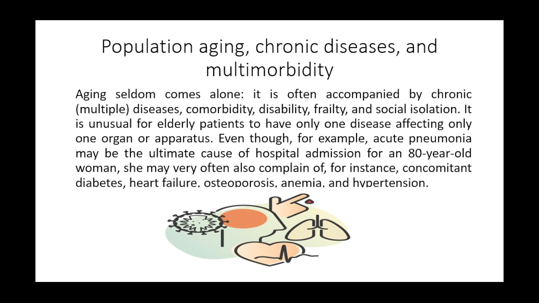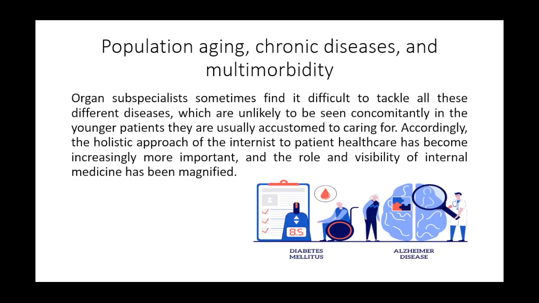Even though, for example, acute pneumonia may be the ultimate cause of hospital admission for an 80-year-old woman, she may very often also complain of, for instance, concomitant diabetes, heart failure, osteoporosis, anemia, and hypertension. Organ subspecialists sometimes find it difficult to tackle all these different diseases, which are unlikely to be seen concomitantly in the younger patients they are usually accustomed to caring for. Accordingly, the holistic approach of the internist to patients' healthcare has become increasingly more important, and the role and visibility of internal medicine has been magnified.